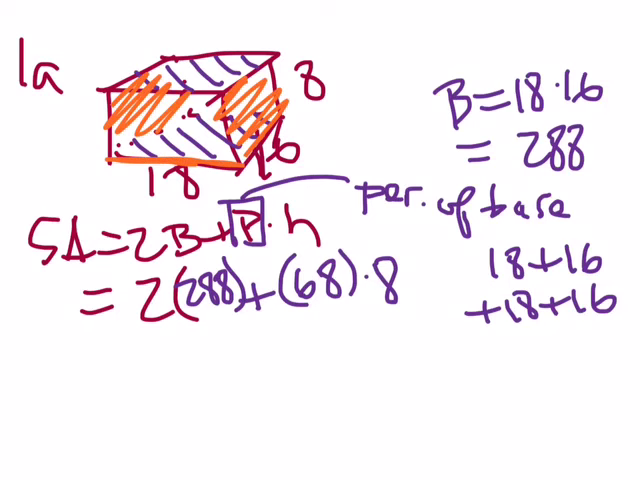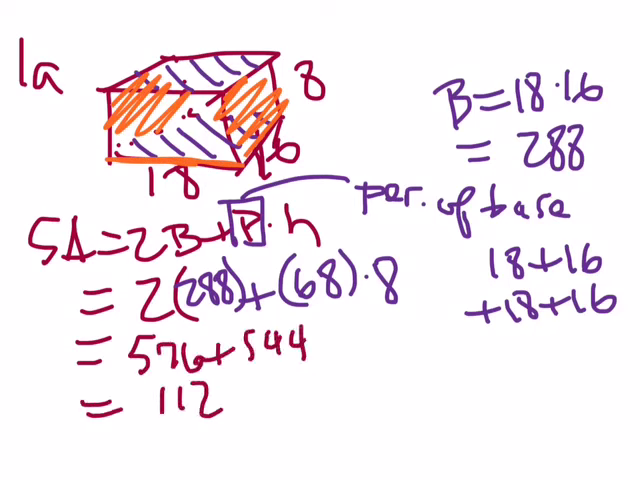Okay, so let's see if I can go back to this. So this is going to be, let me just work it out from here. 576 plus 544. 1120 squared units.